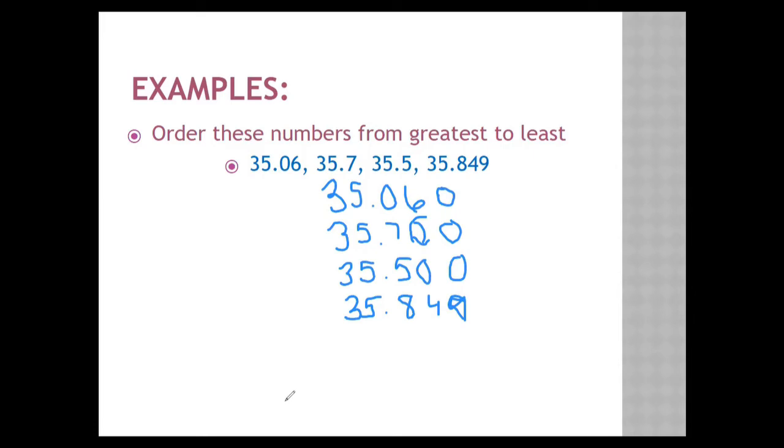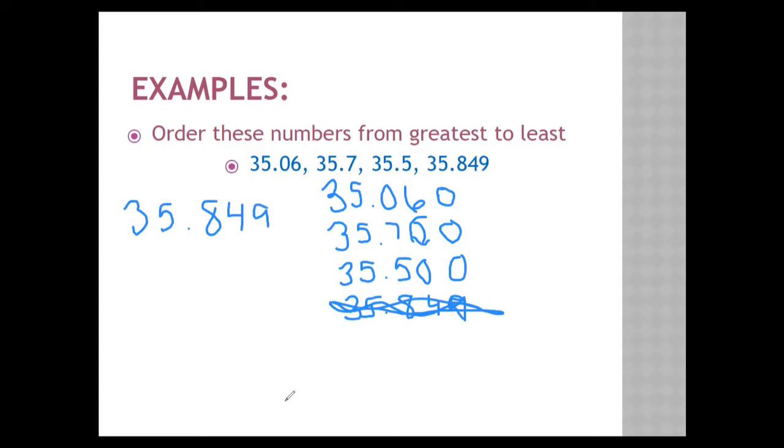Okay, now we just start on the left side, work our way to the right, see which one's the biggest. So in the tens place, they all have threes. In the ones place, they all have fives. Now we go across our decimal, and we're looking for the biggest number. Well, at the top, we got a 0, then a 7, then a 5, then an 8. I have found the greatest number. 35 and 849 thousandths is first.